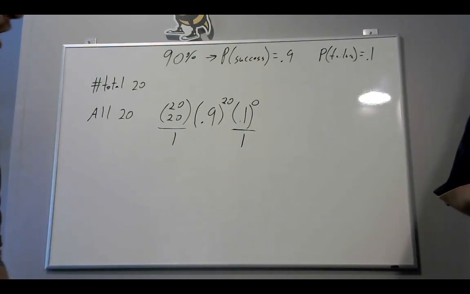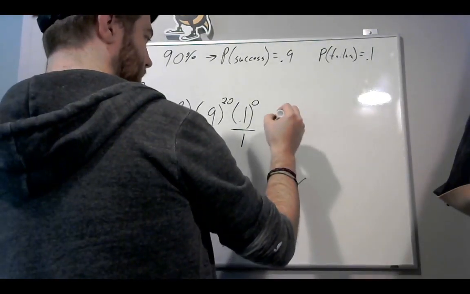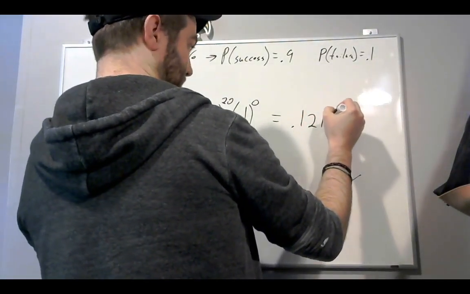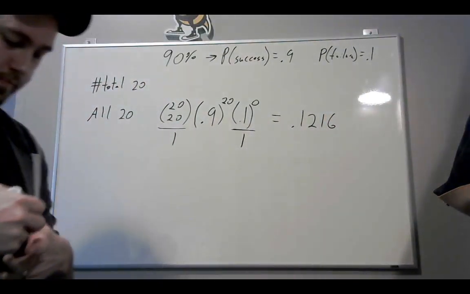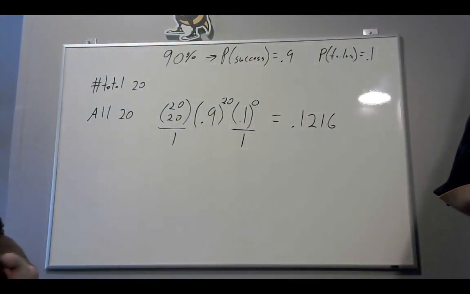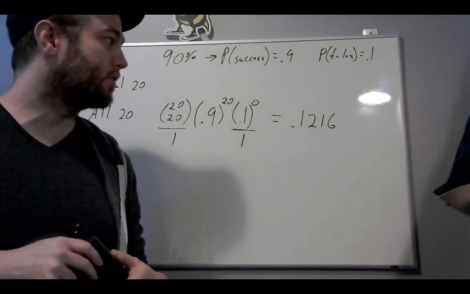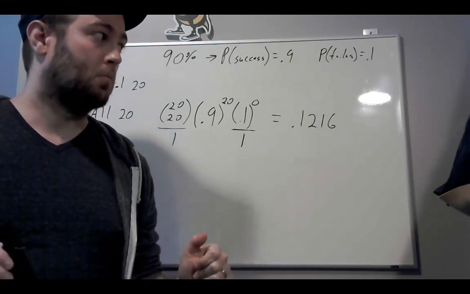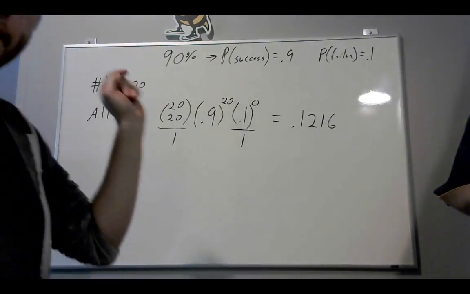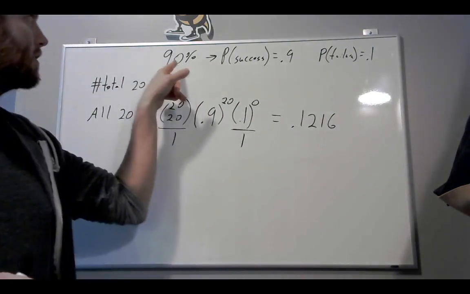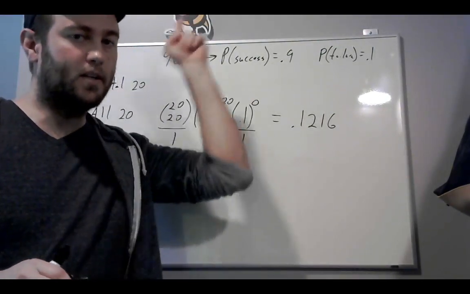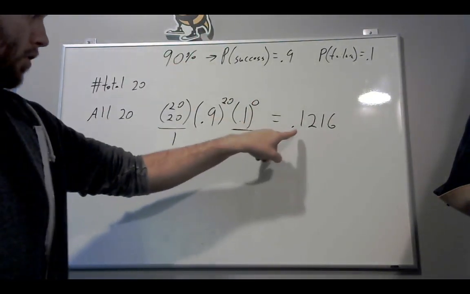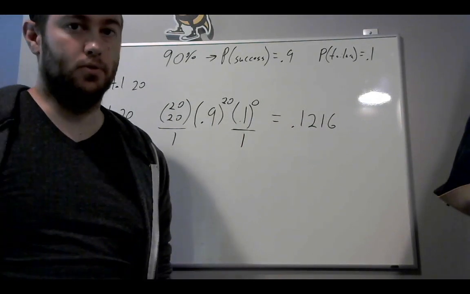So basically also an eighth. This comes out to be 0.1216. So for him to make all 20 of these free throws, there's only basically a 1 in 8 chance of that happening. Which is kind of low, but he had a 90% chance. But you have to think, there's also him failing 10% of the time. So there is still a large chance for him to not make one of those.